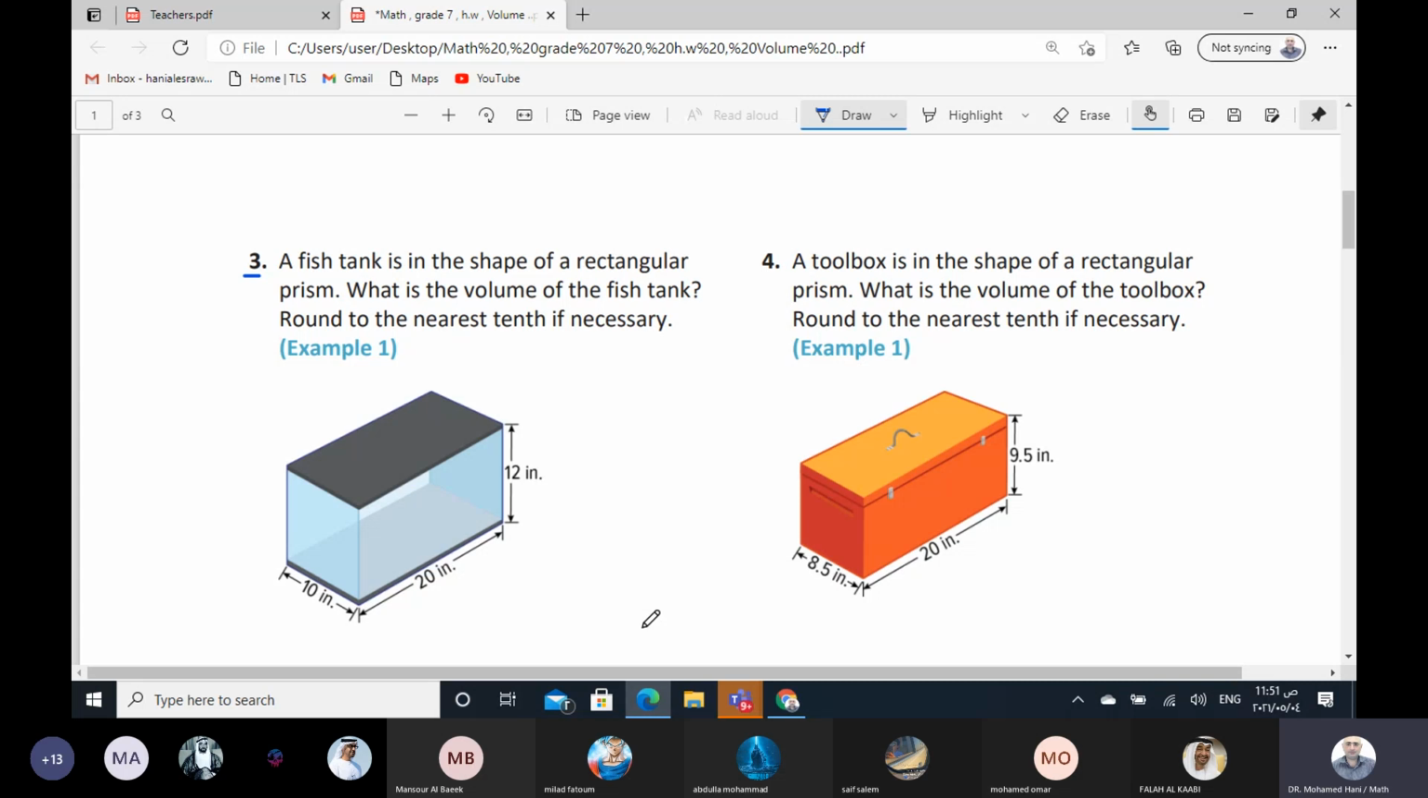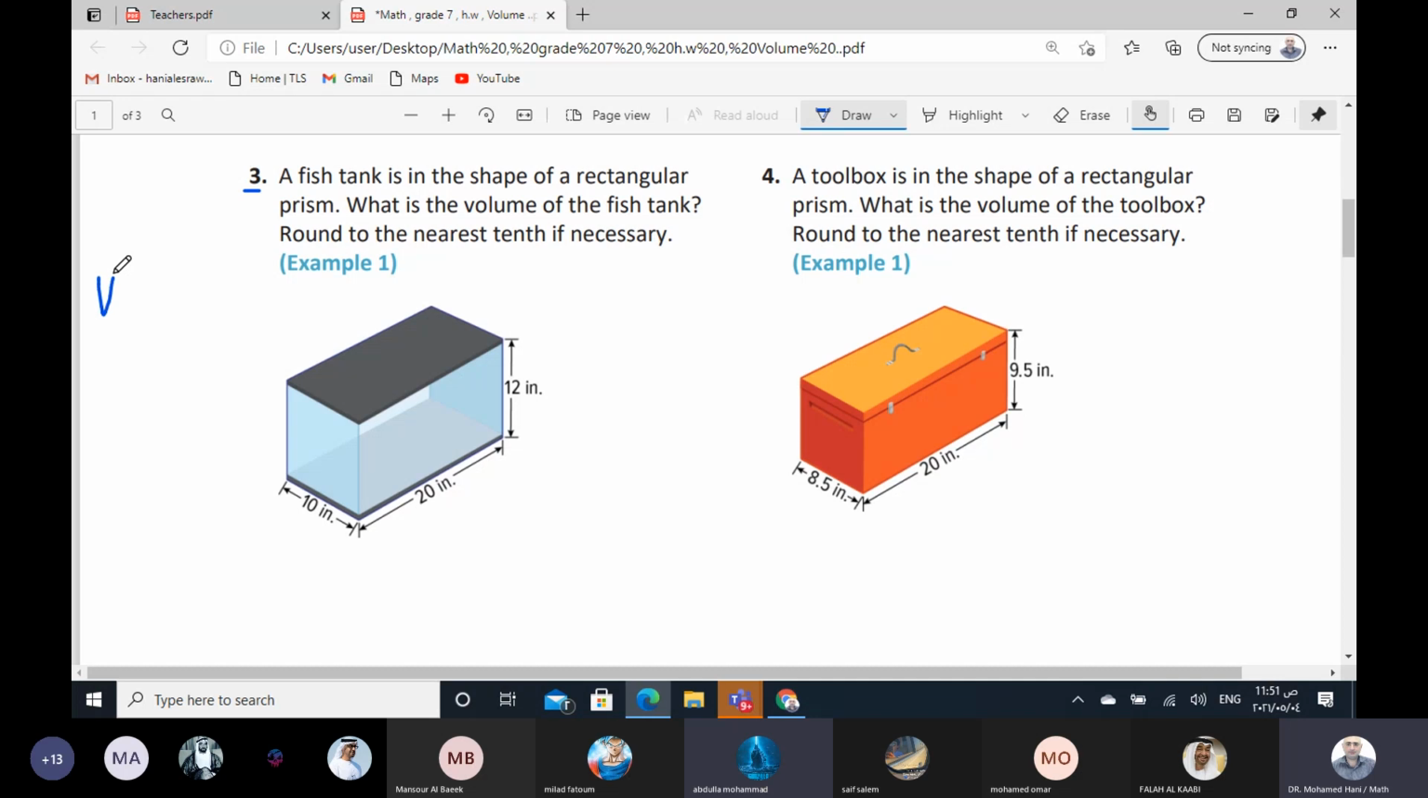How to find the volume of this figure? B times H. So V equal the area of the base, B capital letter, times the height of this prism. So what is the type of the base? Rectangular. How to find the area of the rectangle? Length times width. Great. The length will be 20 times the width will be 10, equal to 100, times the height. The height will be 12.